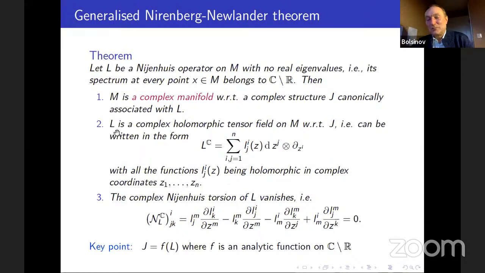The key point of the proof is the following. I said that there is a very nice complex structure canonically associated with L. This structure is just a function of our operator L. This is a matrix analytic function. It sounds a little bit surprising, but this is exactly the case. So the complex structure J can be defined in this way. It's just a function of L.